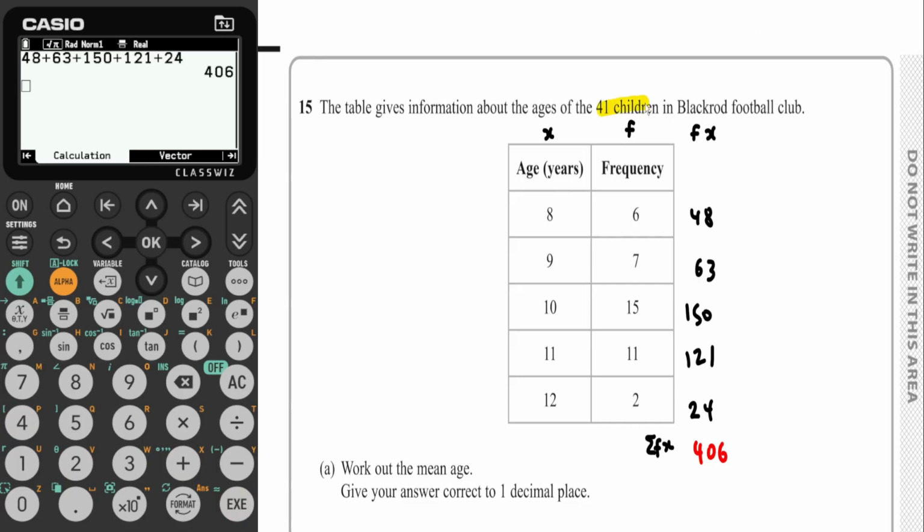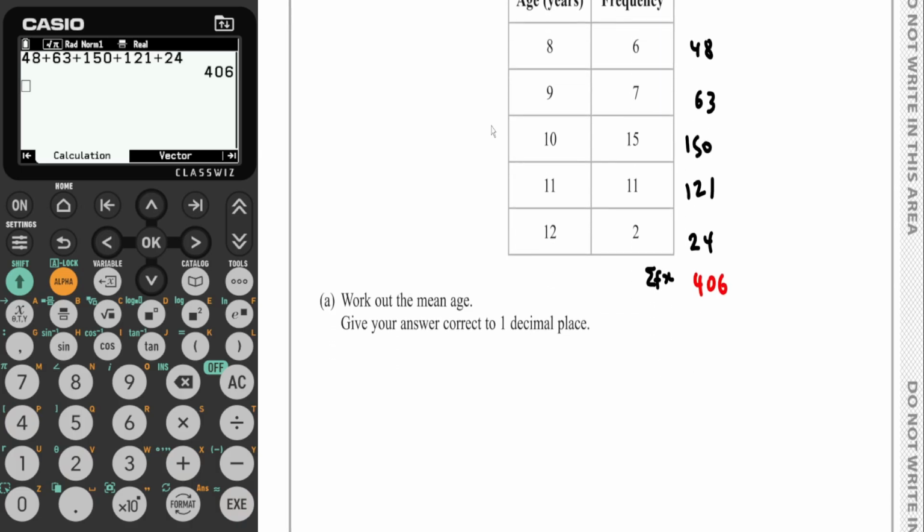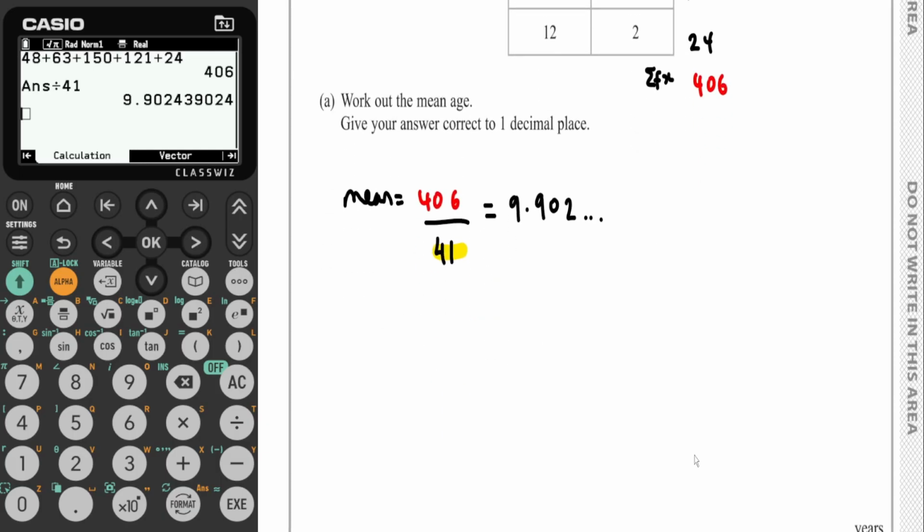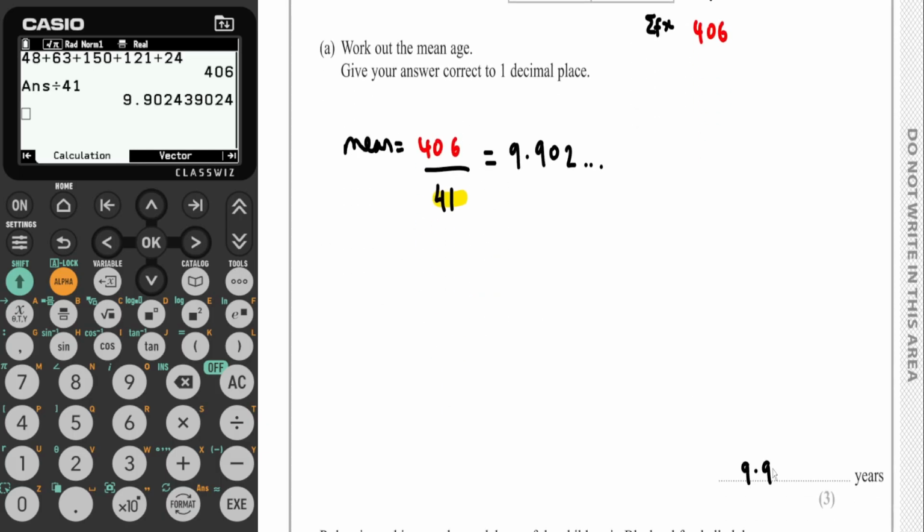And we've got 41 children altogether. So therefore the mean is equal to 406 divided by 41. So if we divide this by 41, we get 9.902. So to one decimal place, we would have 9.9.